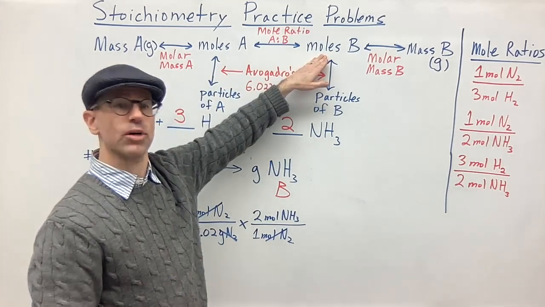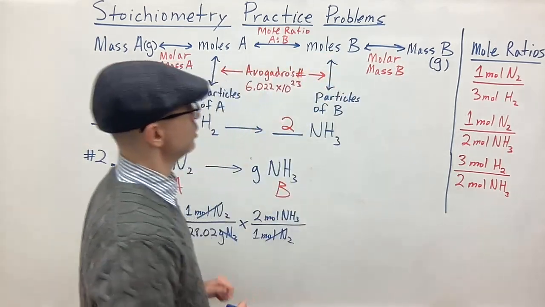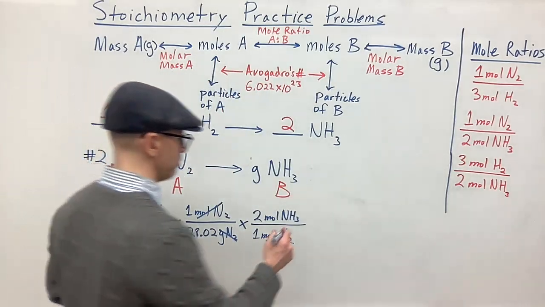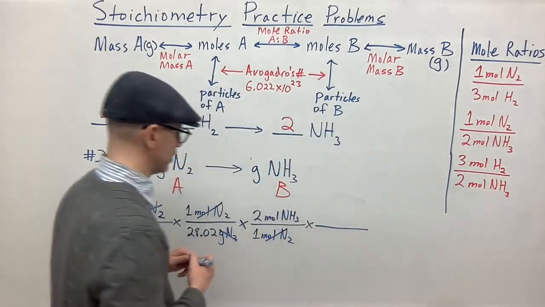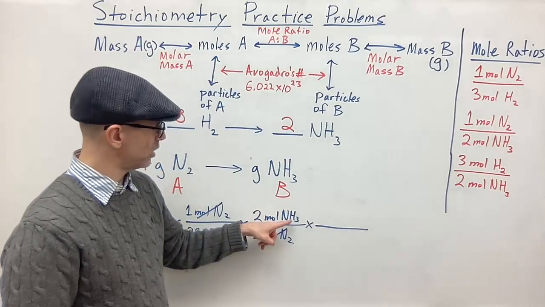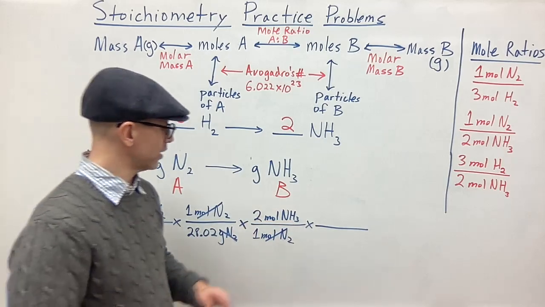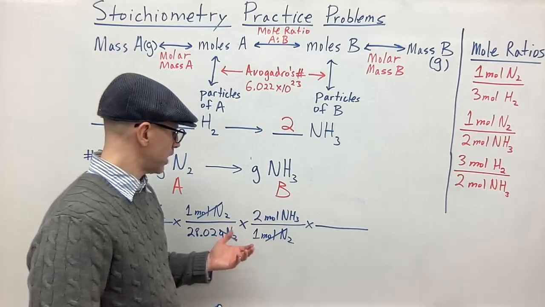I have one more step. Last step, molar mass of B converts to grams of B. So I'm going to need my next conversion factor, which is the molar mass of NH3. N is 14.01, hydrogen is 1.008. So if you calculate that, that's going to be about 17.